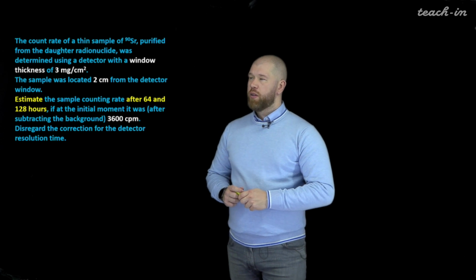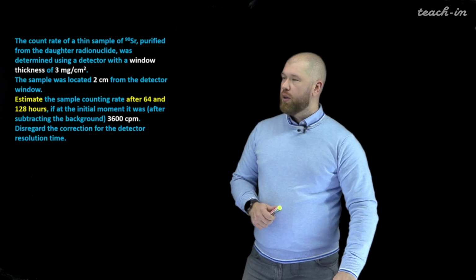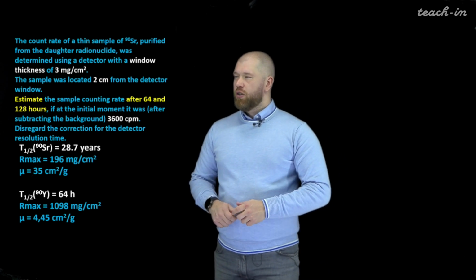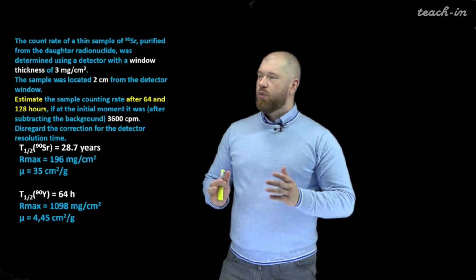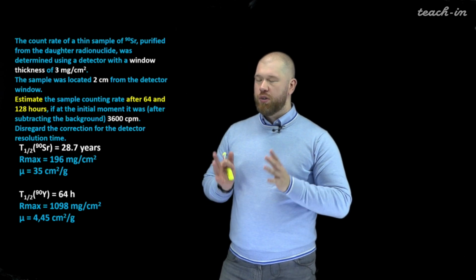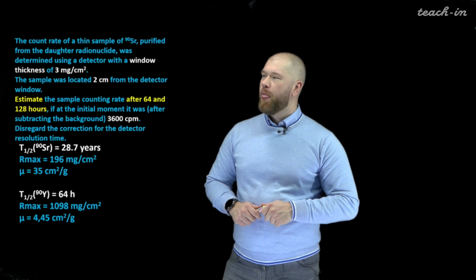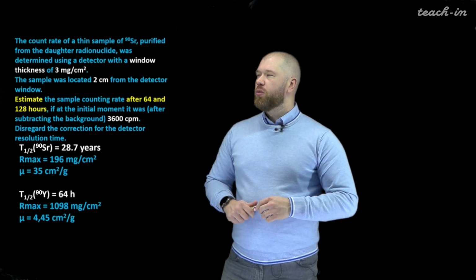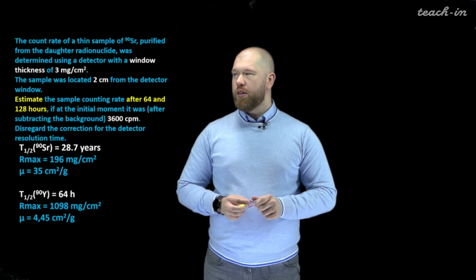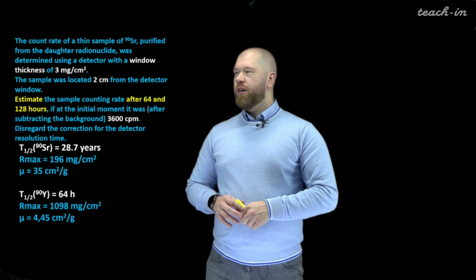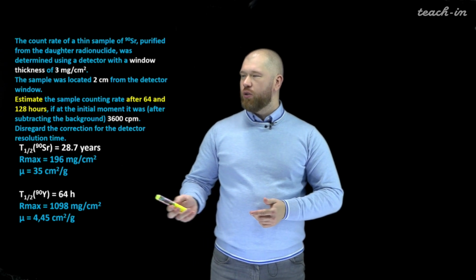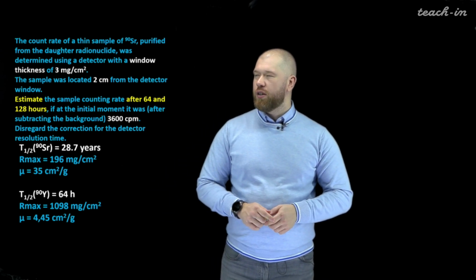It will be very close to what we had. And we will need additional parameters in this case. So we will have a mixture of two radionuclides simultaneously present in our sample. And so let's go to the task. The count rate of the thin sample of strontium-90 initially purified from the daughter radionuclide. And the daughter radionuclide, as you can see already, is yttrium-90.